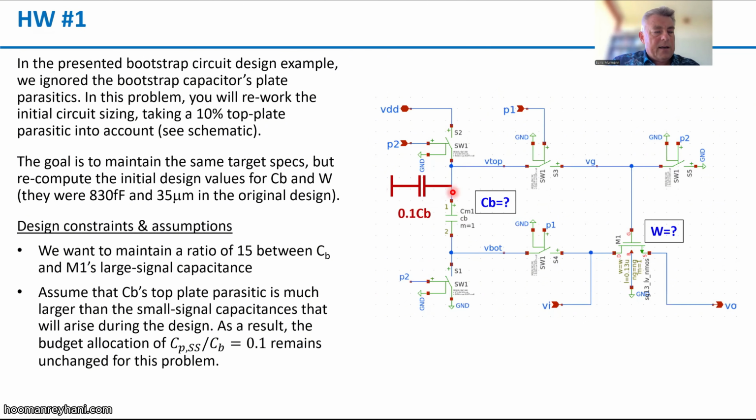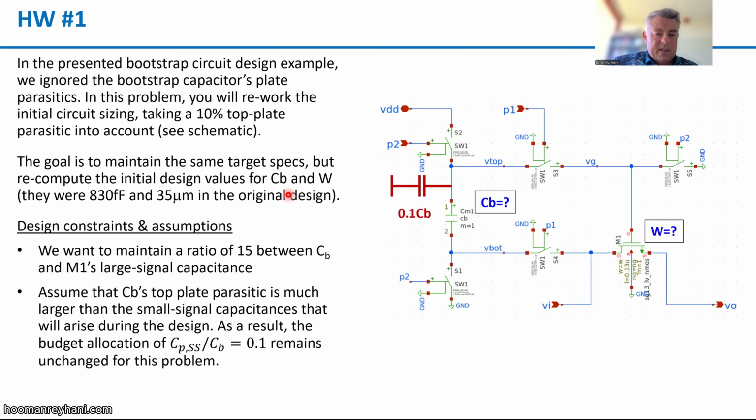If you have a very nice MIM cap, maybe this is just 1%, but if you use metal capacitors, often this can be 10% or more. So in this example, we're just looking at that case with an example of 10% of stray capacitance here to ground. And now resize the circuit, find a new value of the bootstrap cap and the widths to achieve the same specs that we attained in the lecture example.